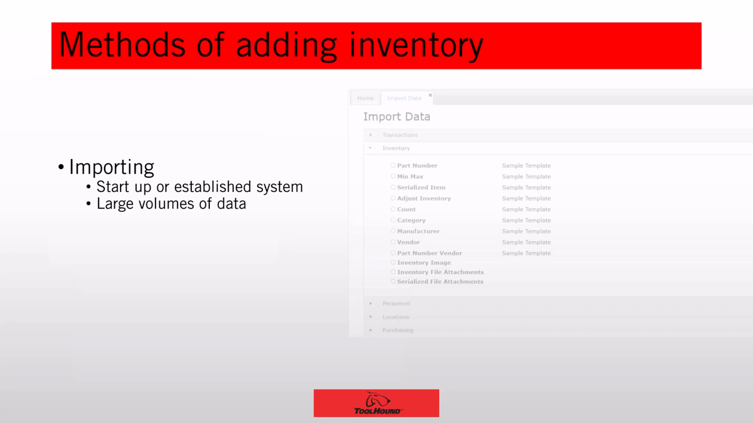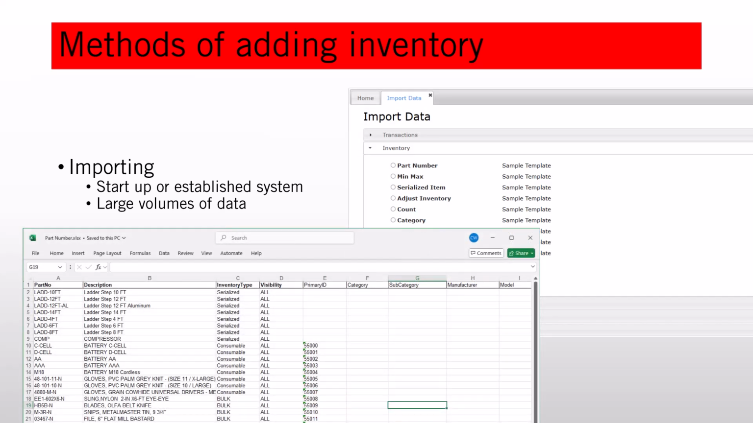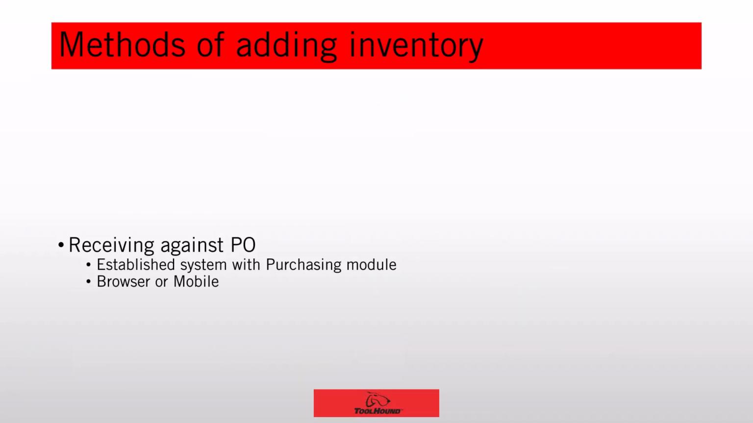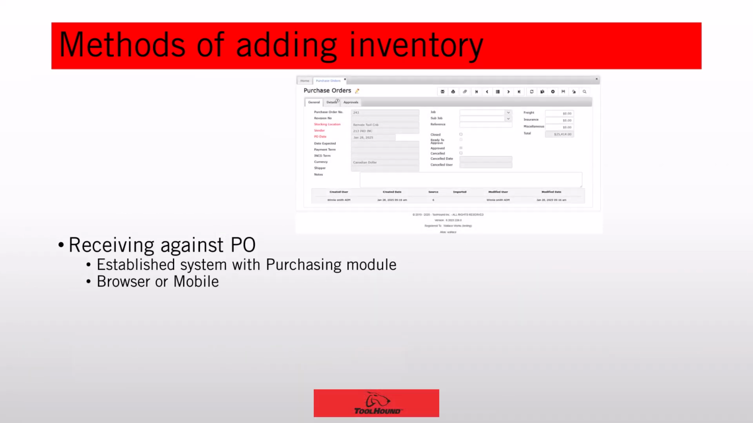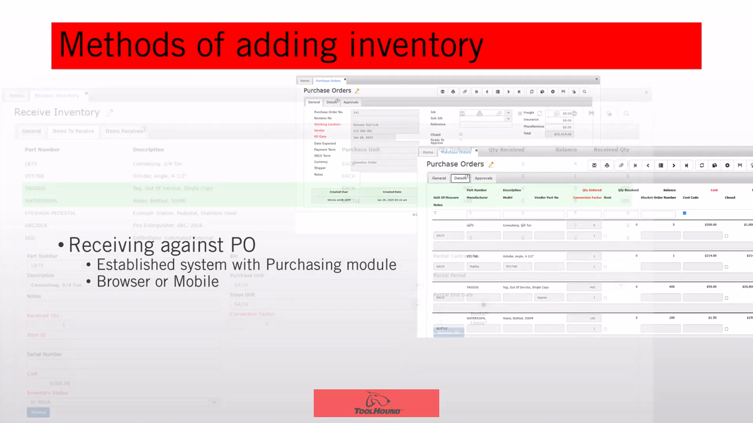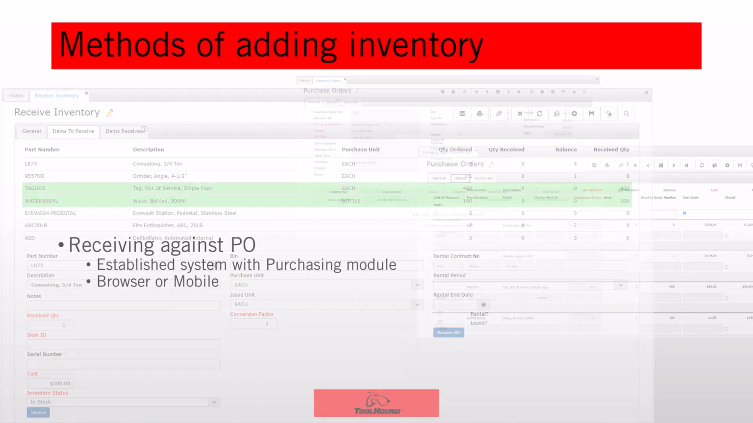Importing inventory is best when first setting up your ToolHound database or later on when you have a large amount of inventory to add. This is done through the browser. For established systems using the purchasing module, receiving new serialized items or consumable and small tool quantities against a PO can be done in the browser or on the mobile app.